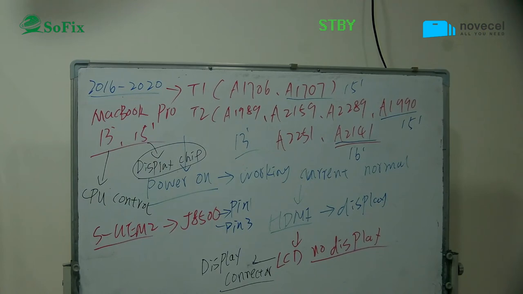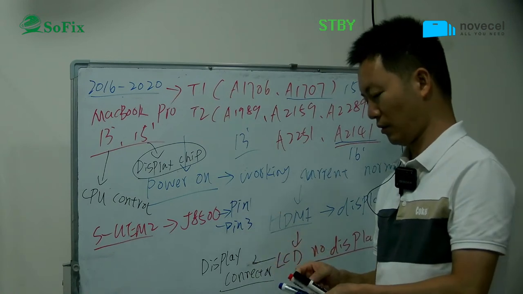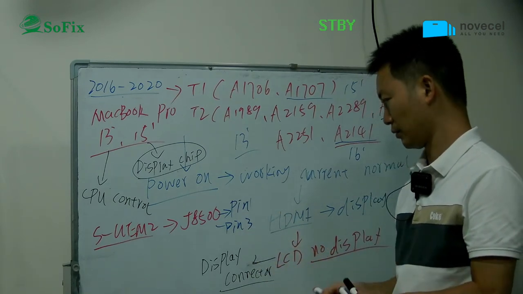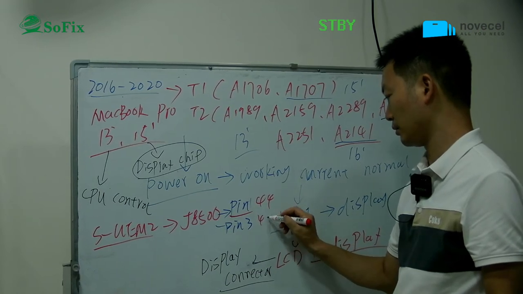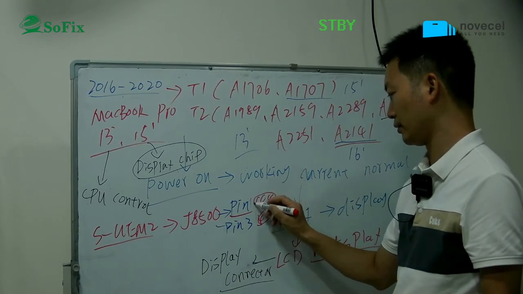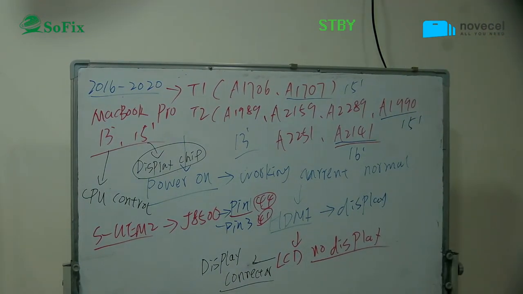Okay, so this is about this one. Pin 1, the normal is 400, but now you just choose a 44. Also, this is a 41. So, at normal. Okay, at normal. You can open the schematic to find the problem.